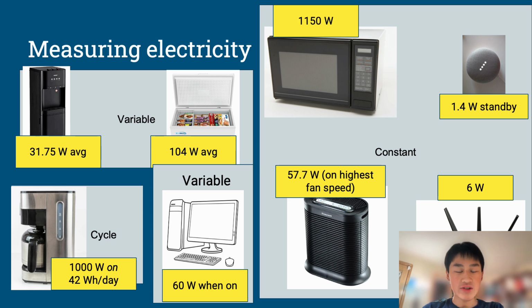These are the devices that I chose to measure. So we have a water cooler and a freezer, and those were variable devices since they use a thermostat to cycle. We had a coffee machine as a cycle device because every time you hit the button, it uses about the same amount of electricity.